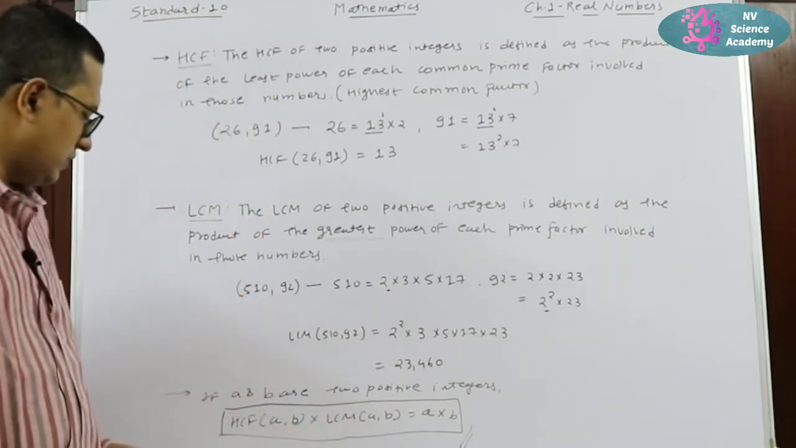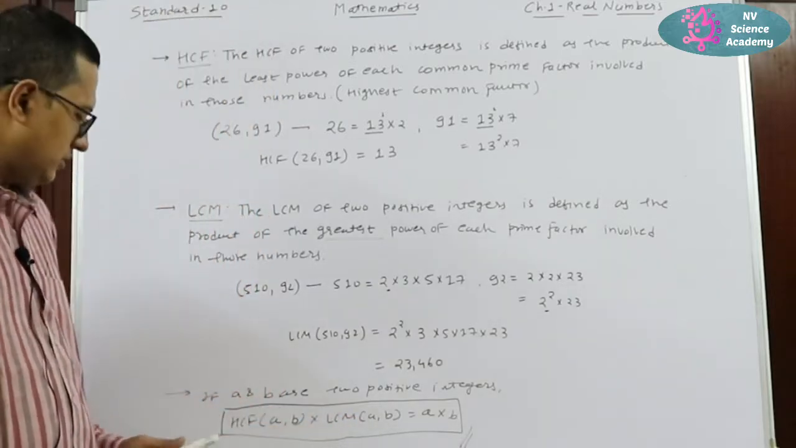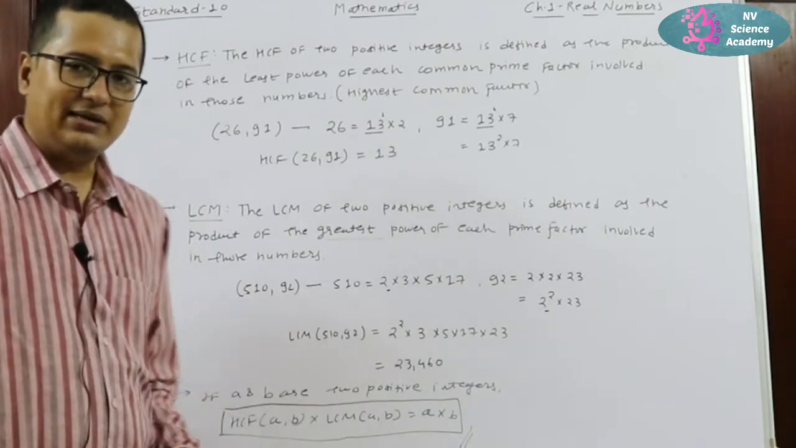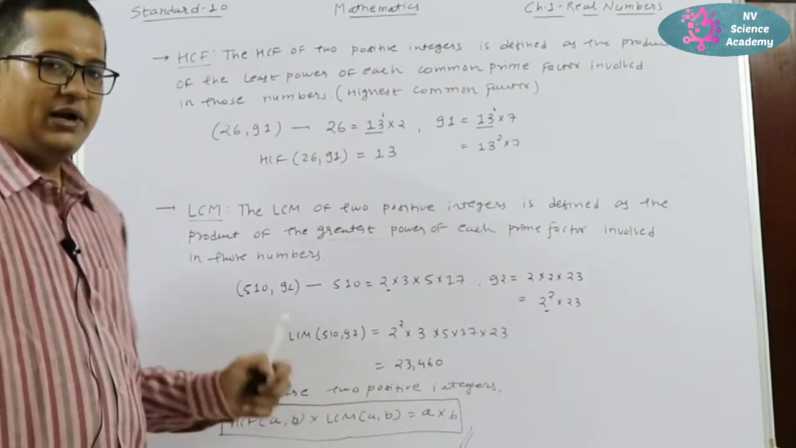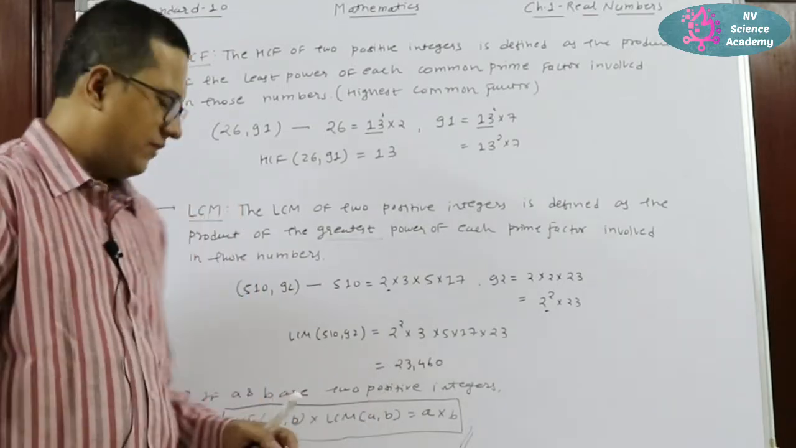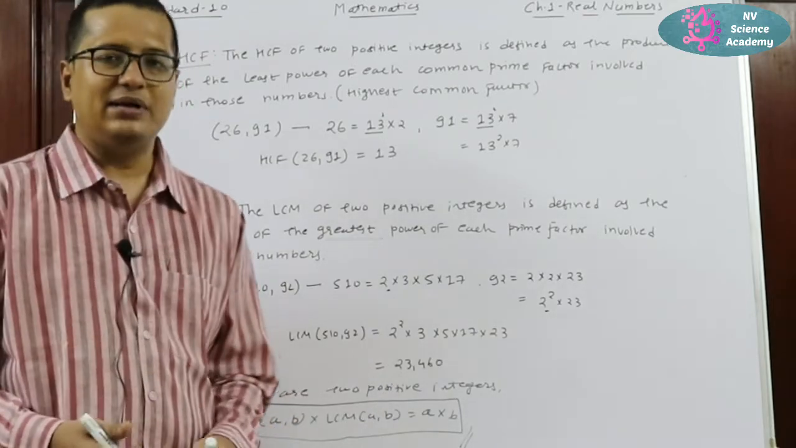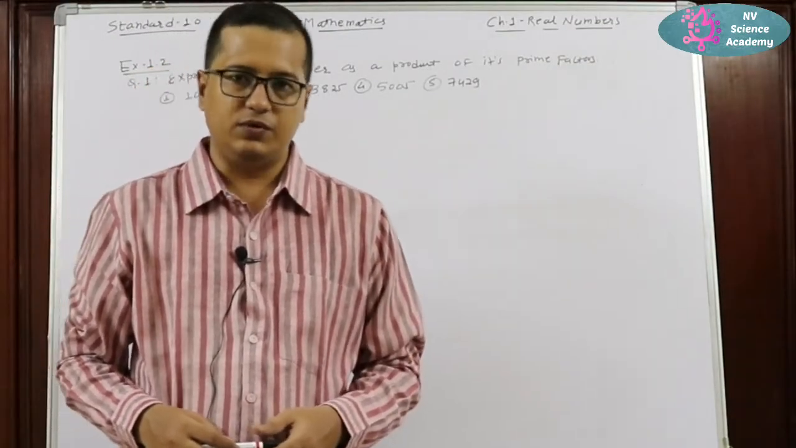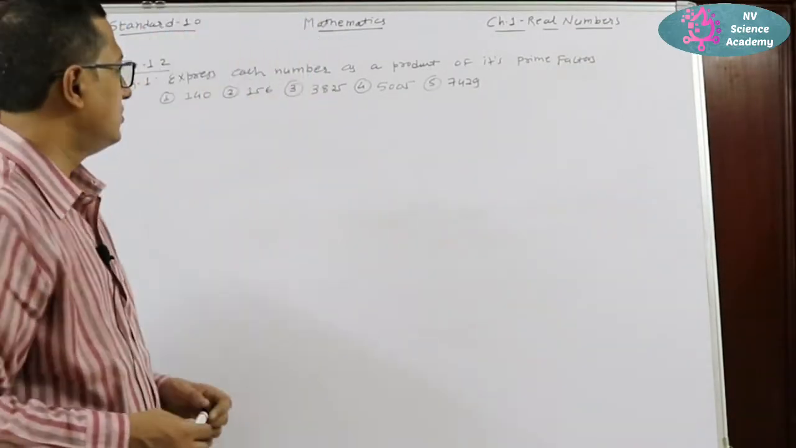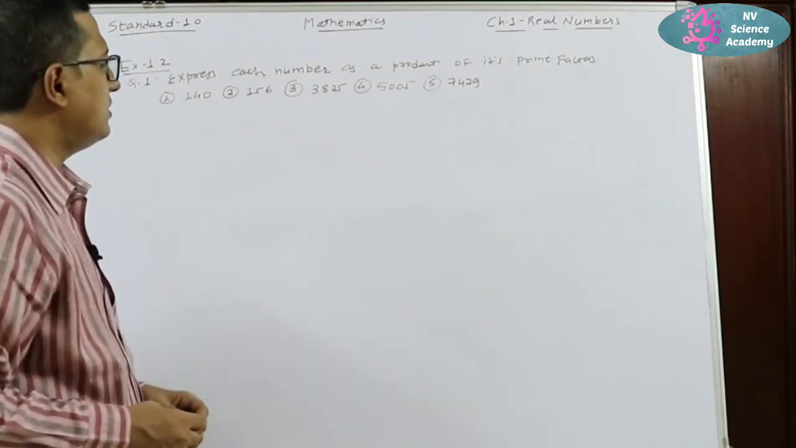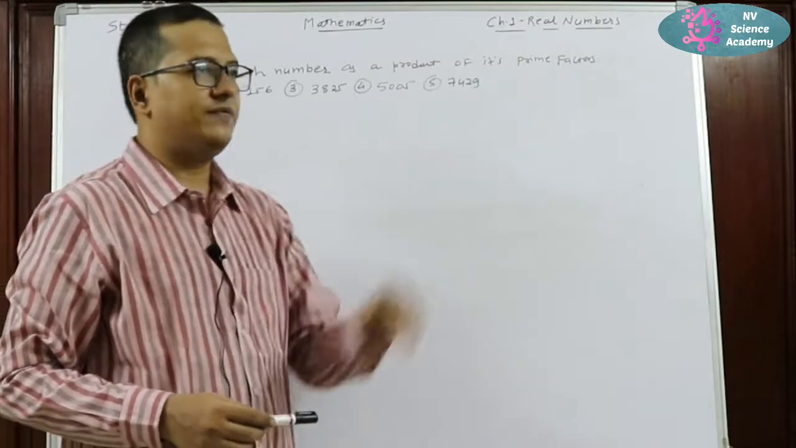Here you have to remember one equation also: if A and B are two positive integers, then HCF of A, B multiplied by LCM of A, B is equal to A multiplied by B. We are going to use this equation in the coming exercise. Let us start exercise 1.2, question number 1. Question number 1 is: express each number as a product of its prime factors.